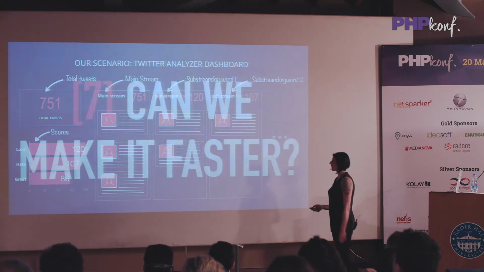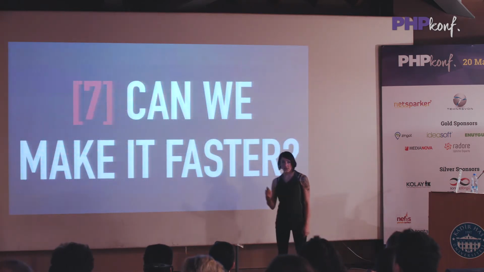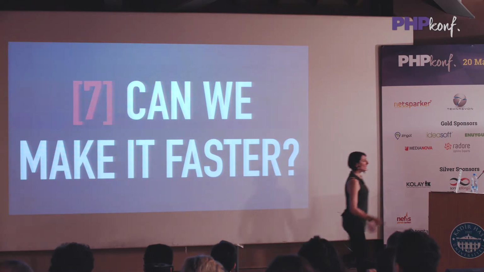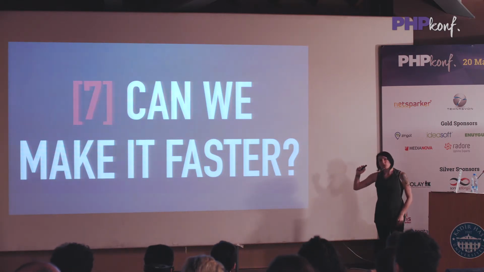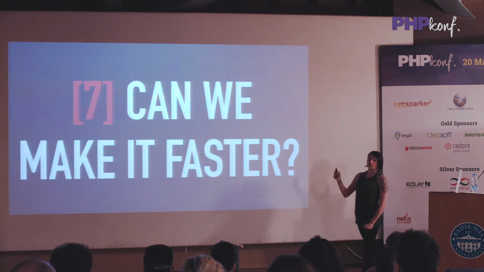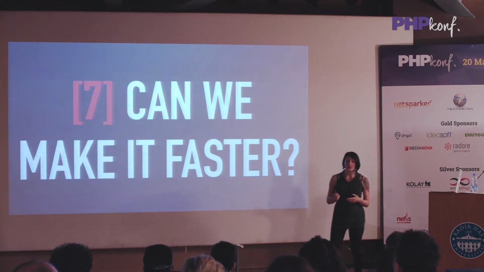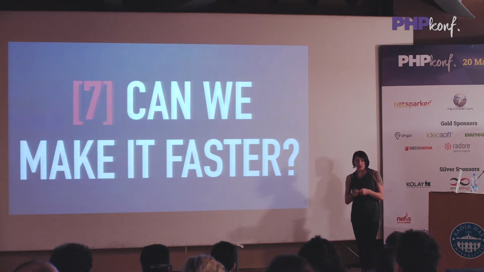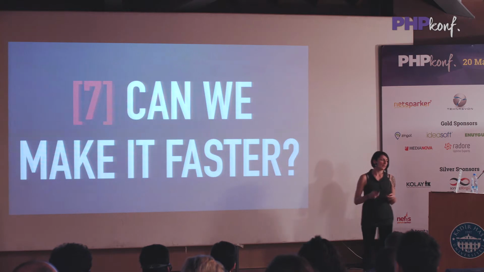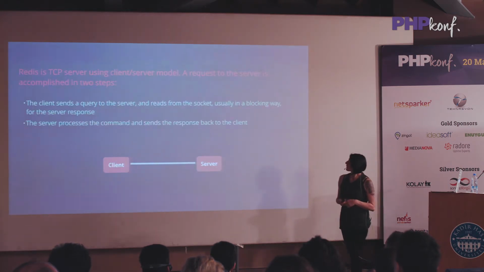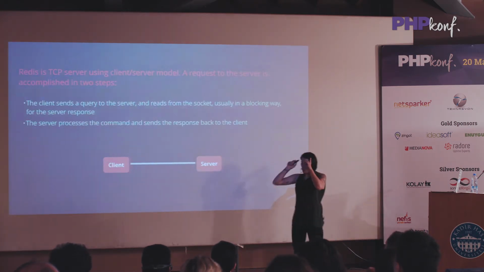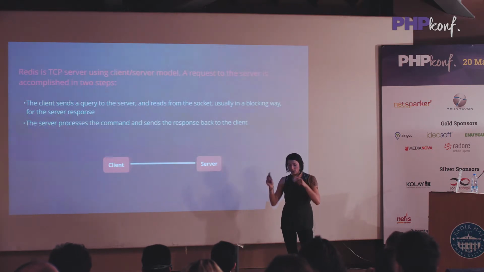It would work great, but can we make it faster? We can. What would the bottleneck be of this application? Redis is very fast. It can process a lot of data. The bottleneck here would be the number of network requests. Redis is a TCP server, and we need to always think in a matter of time. We need to communicate between the client and the server.